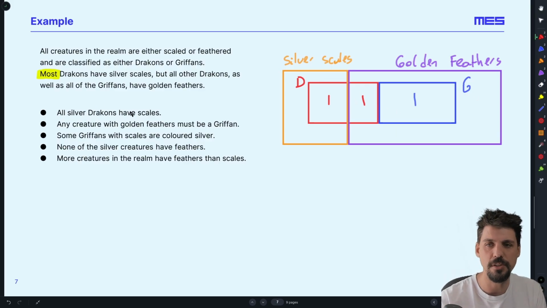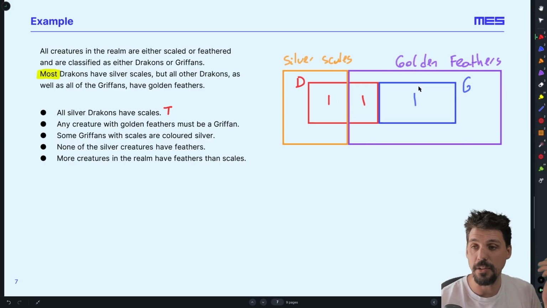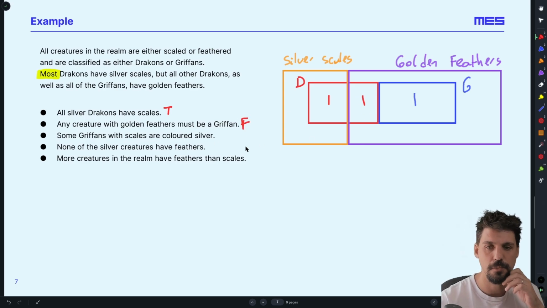All silver dracons have scales. Well, they're either silver or they're golden. The only ones with that are silver have scales, so that will be true. We know that for sure. Any creature with golden feathers, okay, so anything in my purple box must be a griffin. Well, that is automatically not true because there are some dracons with golden feathers, so that is false.